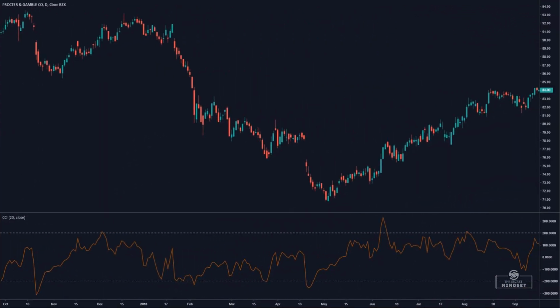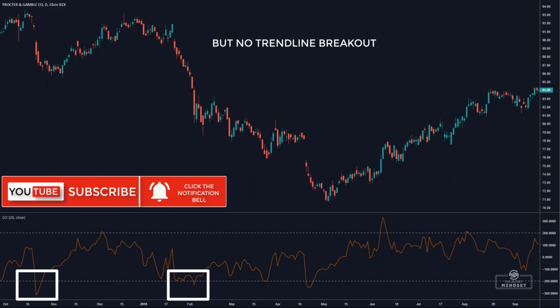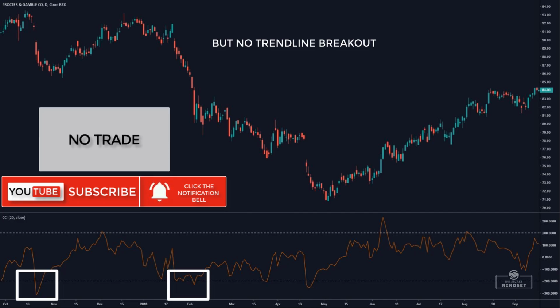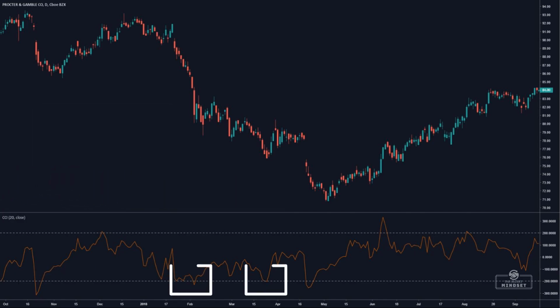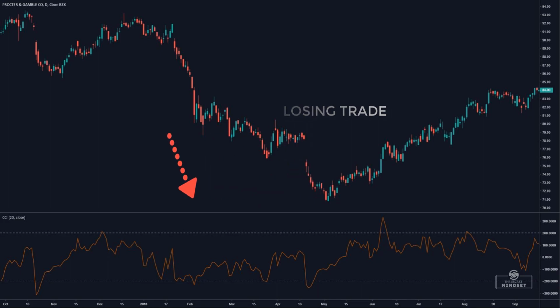Look at this example on the Procter & Gamble stock. Here we have our first two conditions met, but we didn't have the trendline breakout, so this was a no-go trade. But here we have all conditions met, and we have a valid breakout also. But as you can observe on the chart, the market turned against us, and we lost this trade.